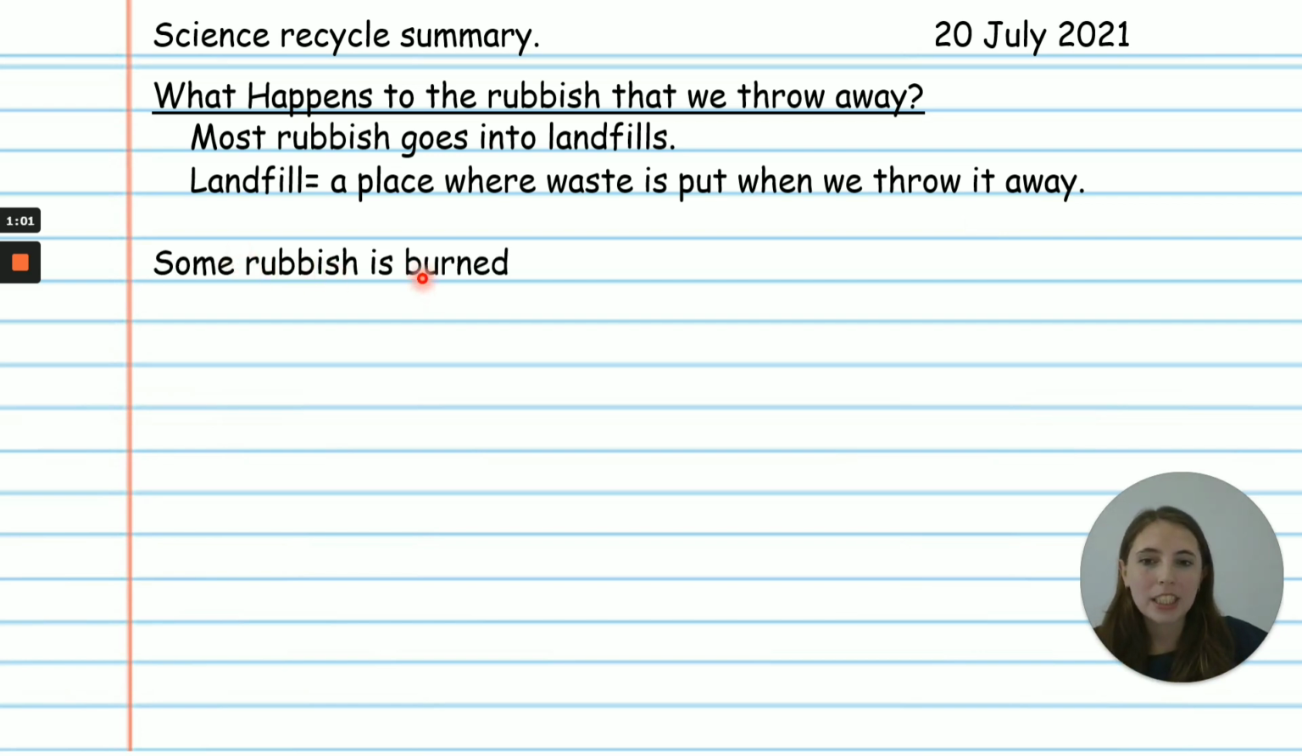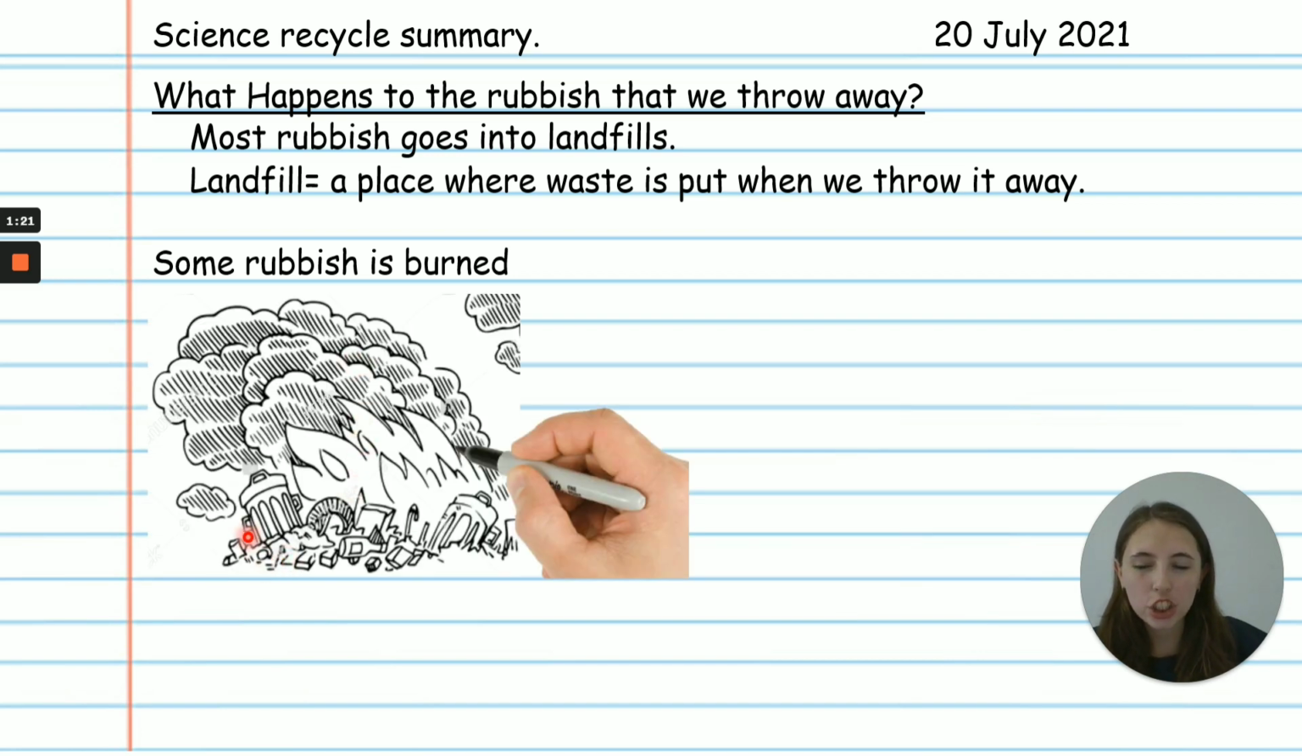So some rubbish is burned. So write down on this side of the paper, some rubbish is burned. And then we draw a picture of some rubbish. You can see right here we have some things that we do not want and we draw a big fire. So quickly draw a picture of rubbish that is burned.